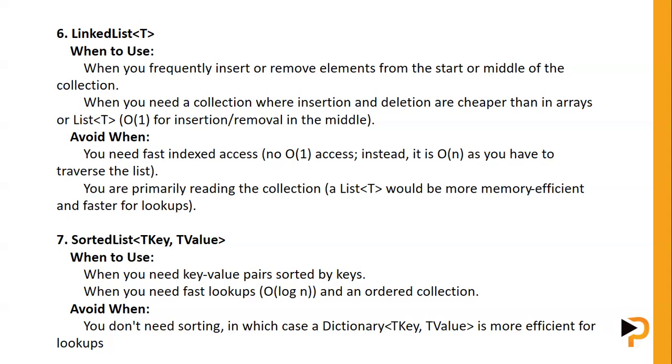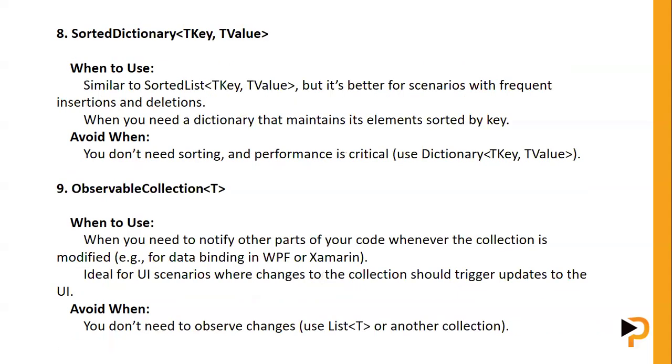Now sorted list. Use it when you want the values in a sorted way, when you need key-value pairs sorted based on key and value, and when you need faster lookup, which is based on ordered collections. And avoid it if you don't want the sorting. Then why should you allocate these kinds of collections? Next, sorted dictionary and observable collection.